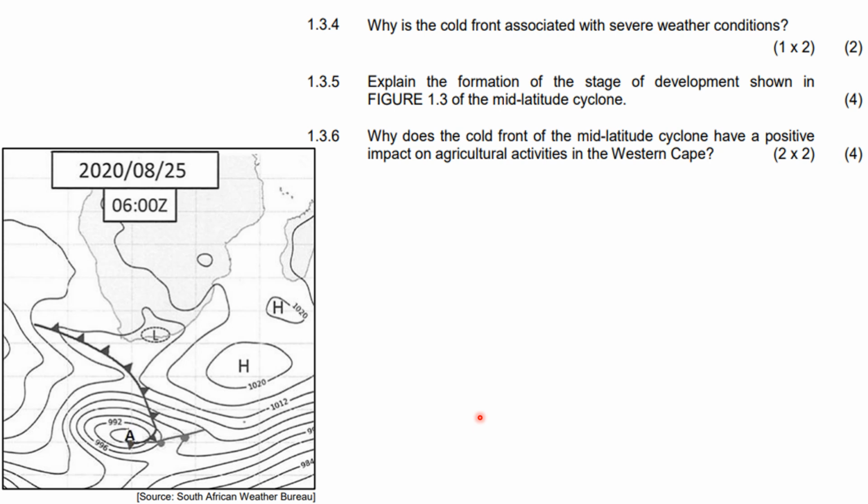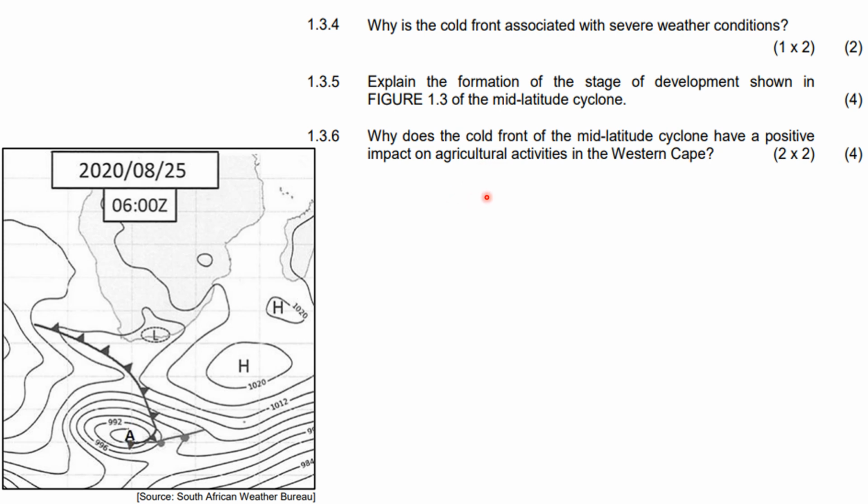Question 1.3.6 is a good question to be able to answer. Why does the cold front of the mid-latitude cyclone have a positive impact on agricultural activities in the Western Cape? Two things to bear in mind. You need to be aware of the type of weather that the mid-latitude cyclone produces, but also which favorable factors are required in order for farming to take place.